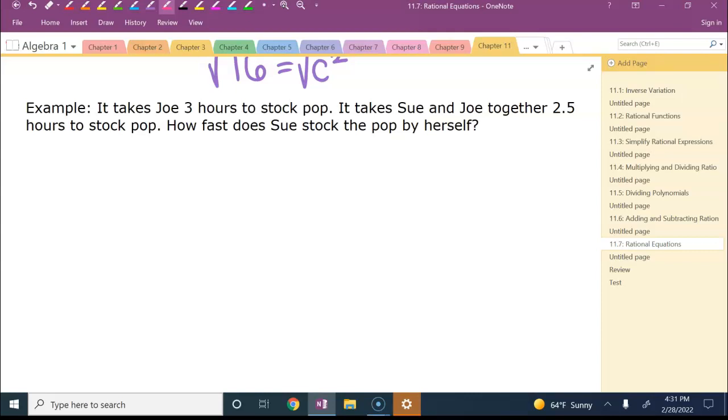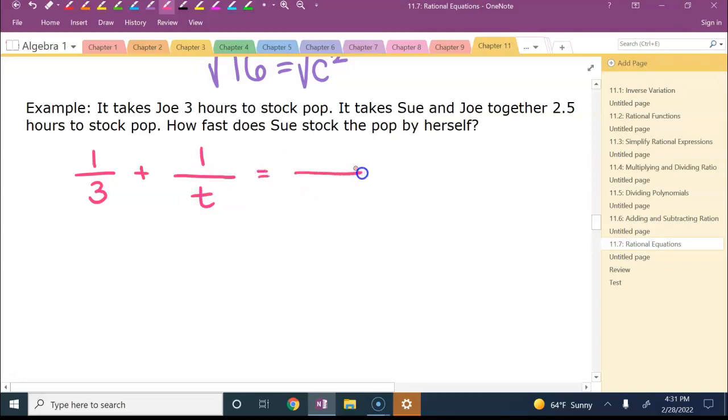So it takes Joe 3 hours to stock pop, and it takes Sue and Joe together 2.5 hours to stock pop. How fast does Sue stock the pop by herself? So for Joe to do one job of stocking pop, it takes him 3 hours. So I'm going to write that as 1/3. For Sue, we don't know how long it takes her to do. So I'm going to put 1/t for time. And you can use whatever letter you want there.